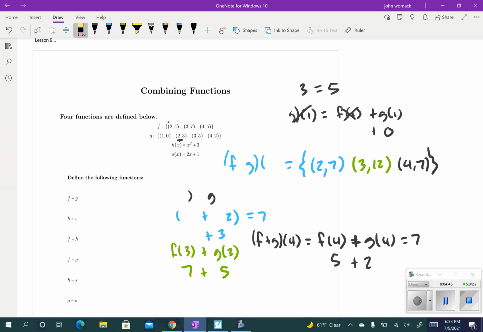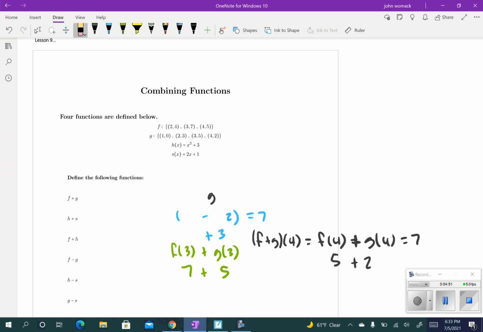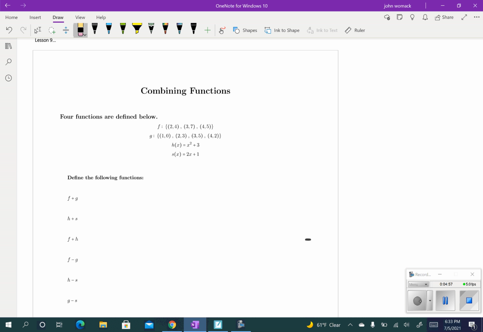So the next one is h plus s, and this is a little bit different because f and g were defined by sets of points. H and s are not defined by sets of points. They are defined by equations.